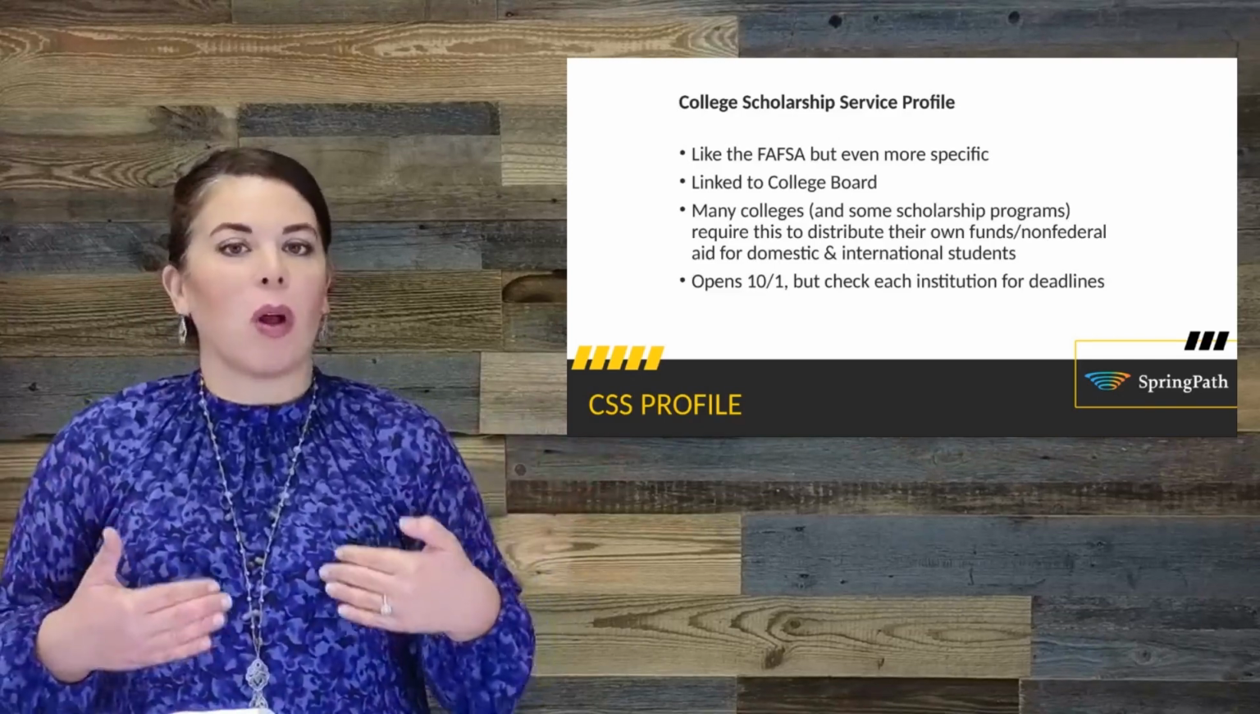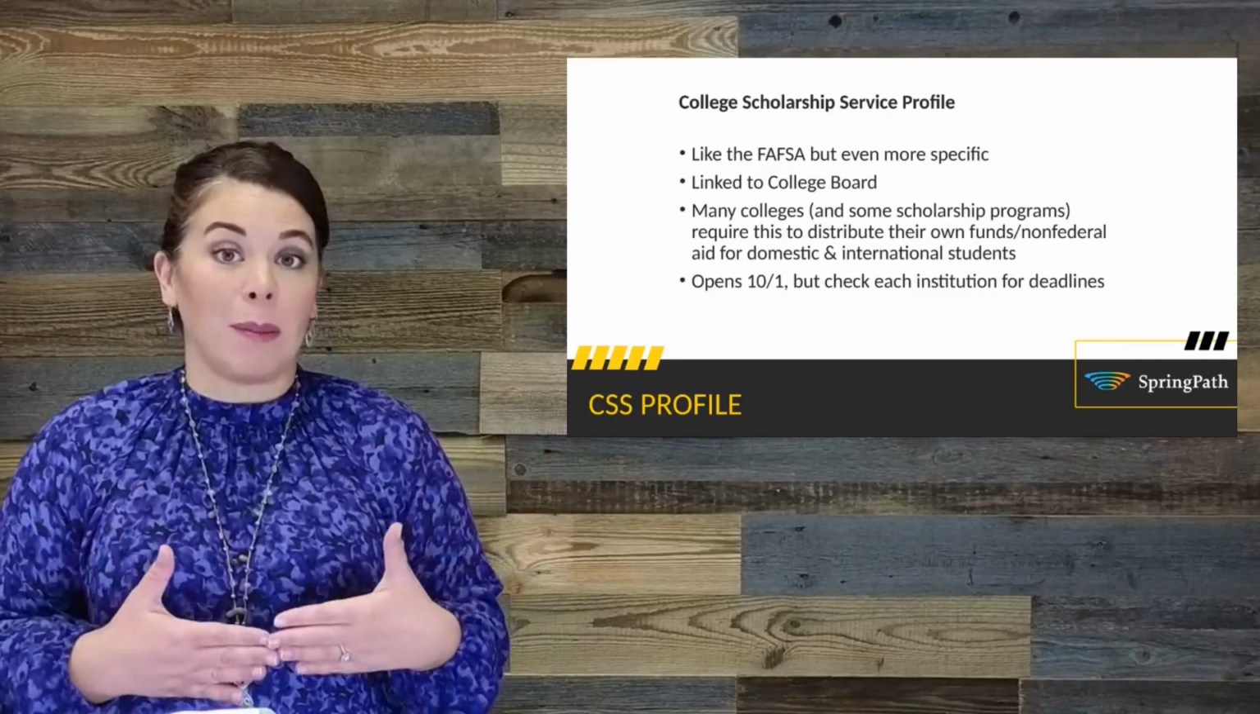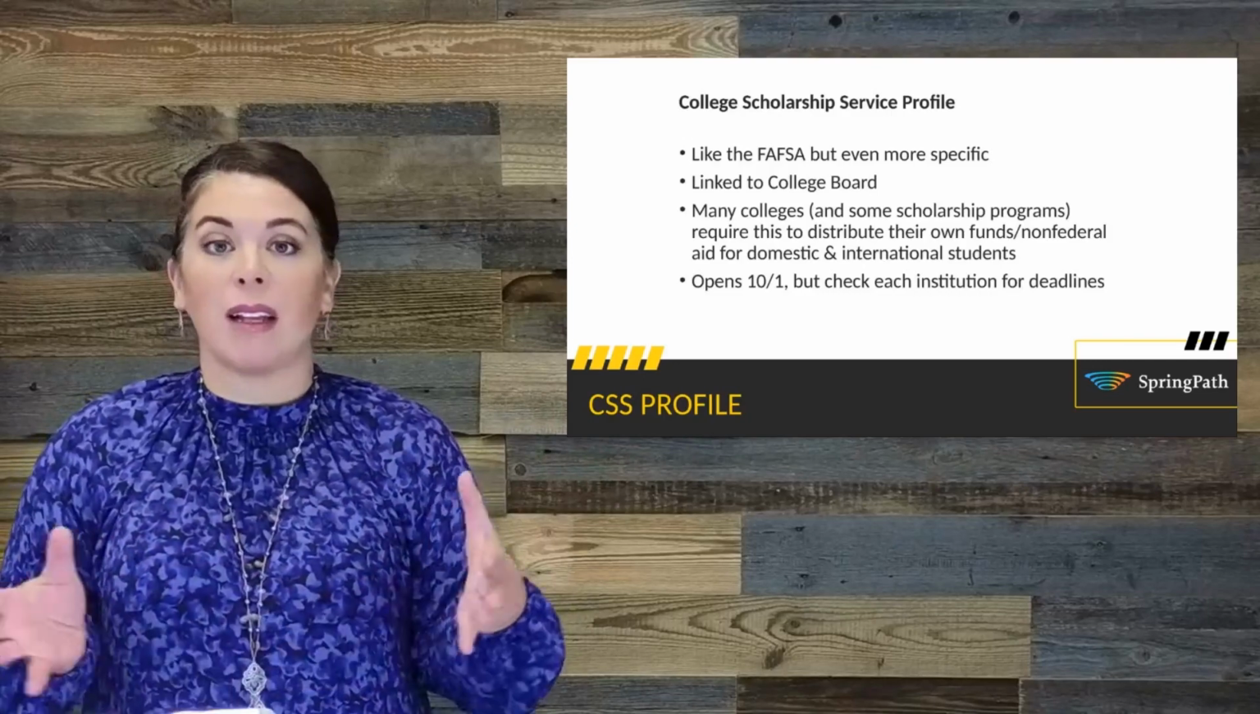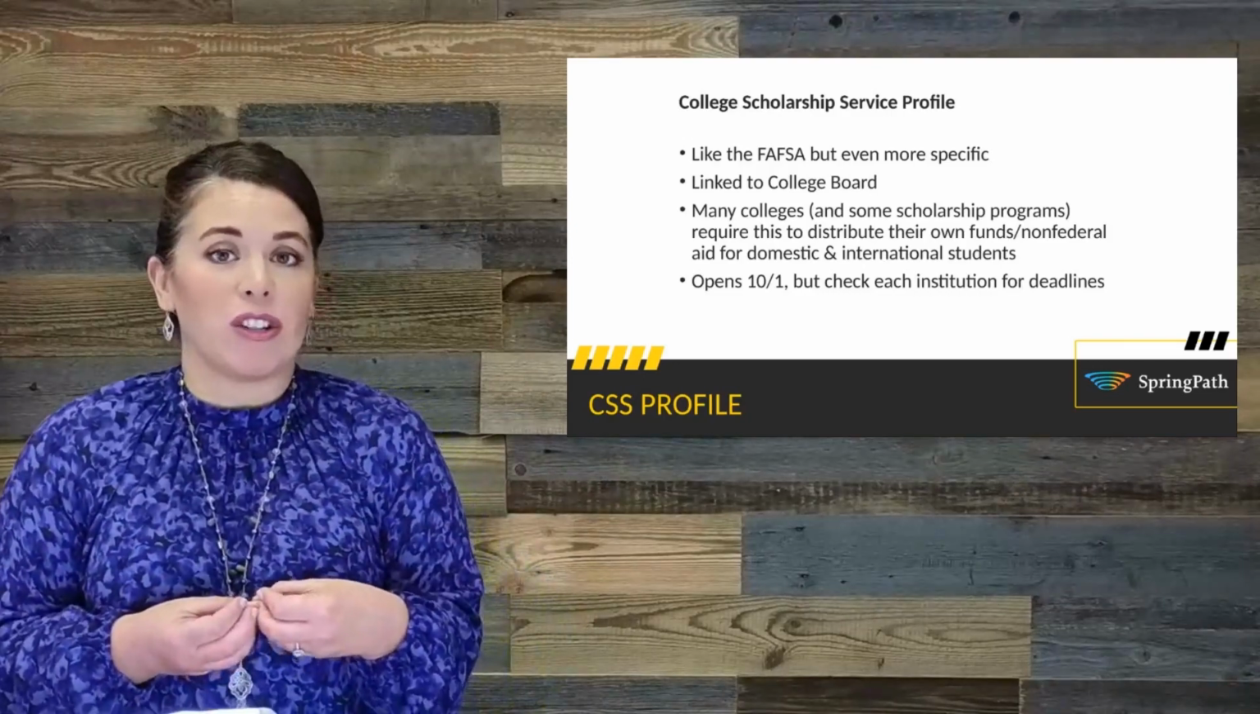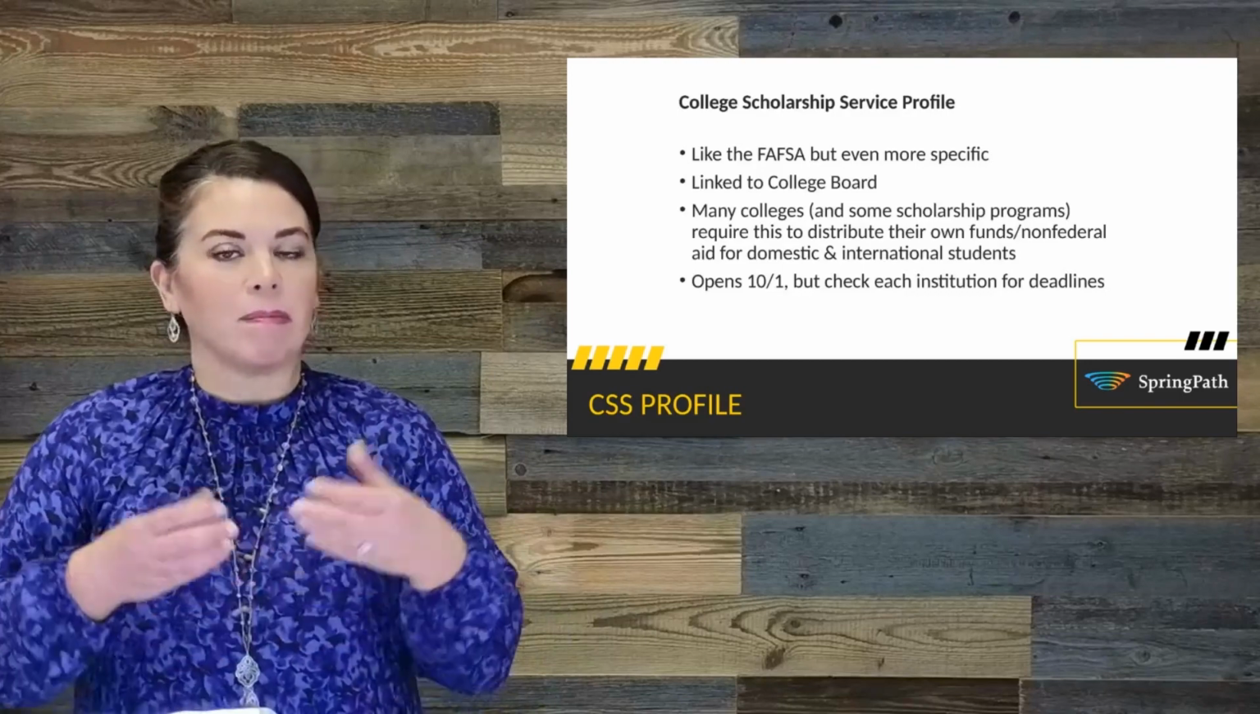Again, it can be overwhelming. Take your time, leave time to get things submitted by deadlines. Take time to organize your information ahead of time. Again, take it one step at a time.